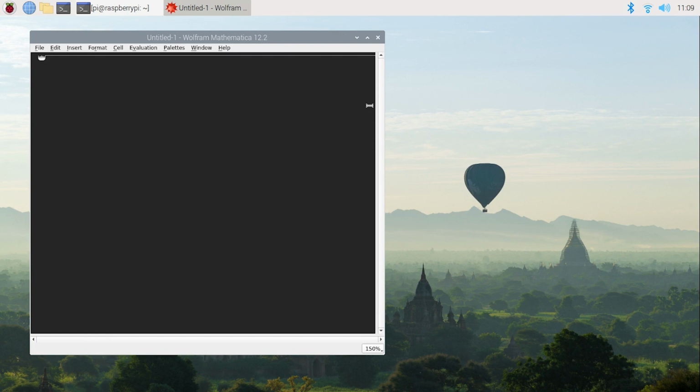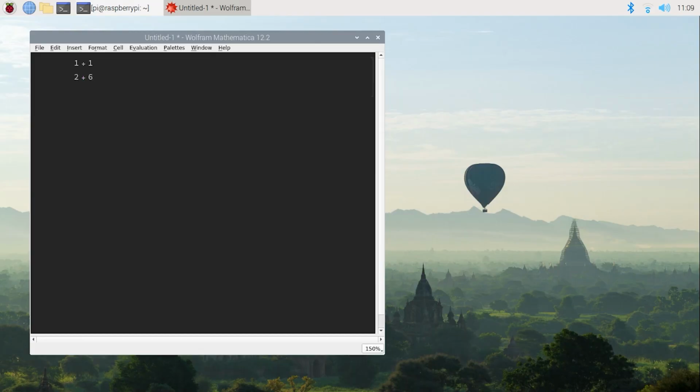So maybe the simplest equation we can enter is 1 plus 1. And if I hit enter, something unexpected happens. We get no answer. Why is that? Well, it turns out in Mathematica, you're able to enter a whole bunch of calculations at once. So we can enter what's 1 plus 1, what's 2 plus 6, what's 3 plus 7.